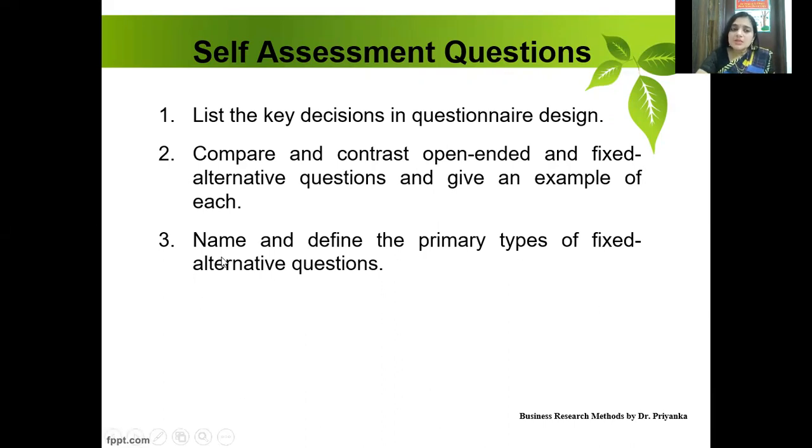Then last is name and define the primary types of fixed alternative questions. We have discussed all the types of fixed alternative questions. You have to just list them down and define them properly with the help of examples.